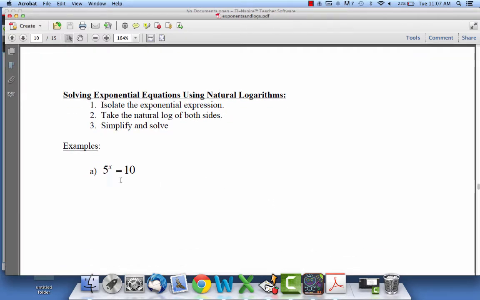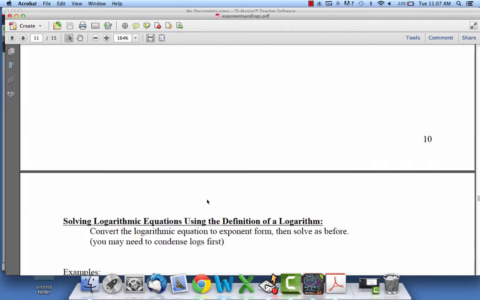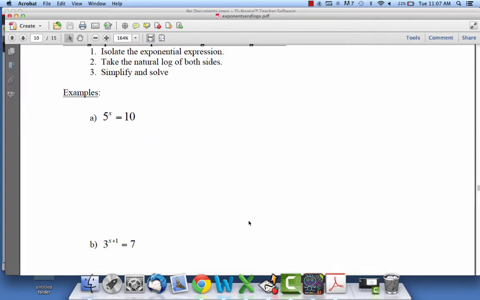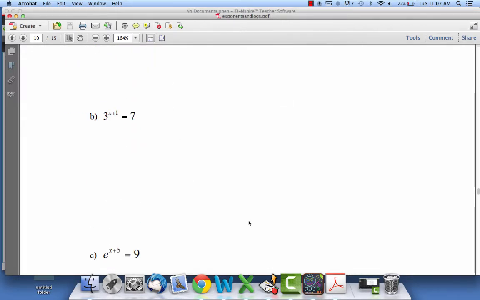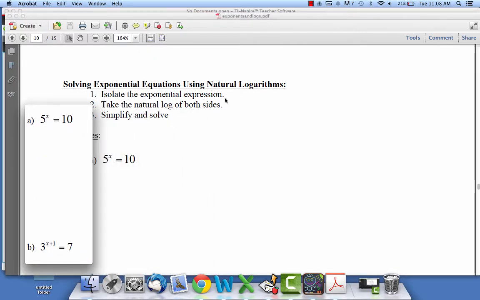So to solve, how many examples do I have? 3. Okay. So to solve using natural logs, I guess I'll do them all, but you try them too. So we have this: isolate the exponential expression, then take the log, then simplify and solve.